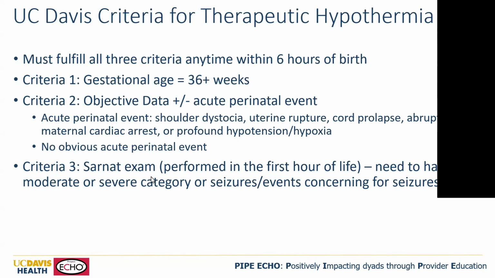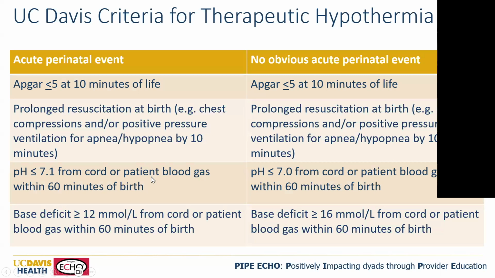So let's go over what that criteria is. So many of these things are the same. So prolonged resuscitation, APGAR is less than or equal to 5 at 10 minutes of life. And remember, we're doing a 1-minute APGAR, a 5-minute APGAR, and we only go out to 10 if we really haven't scored high enough yet. And this patient met that criteria. So in Sharon's cases, 1, 2, and 5. So we were less than or equal to 5 at 10 minutes of life.